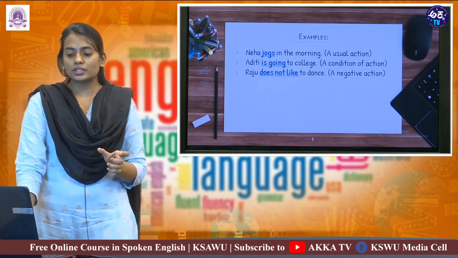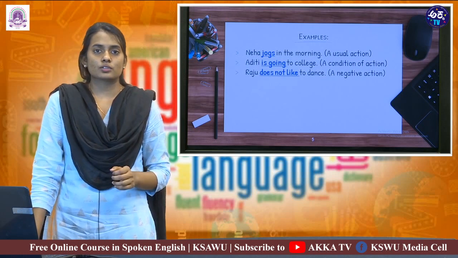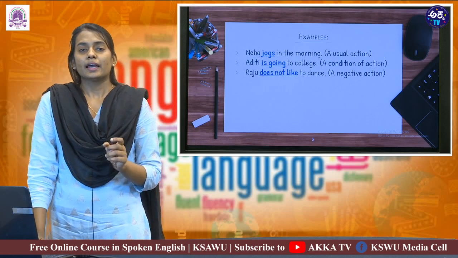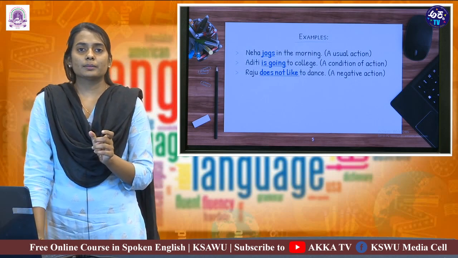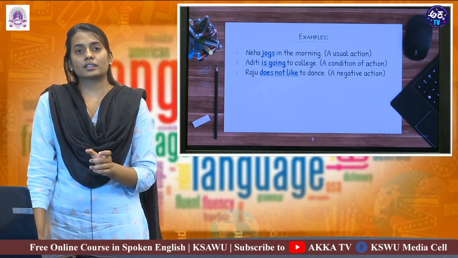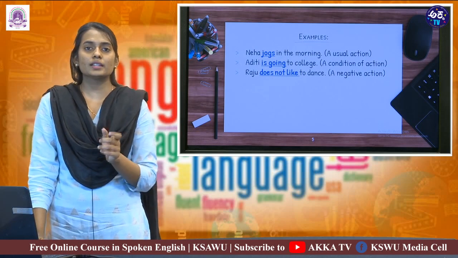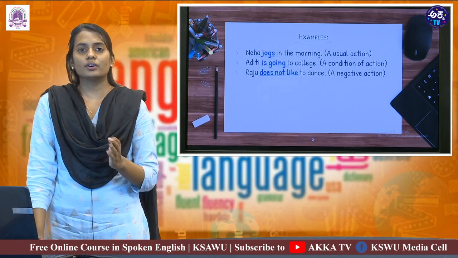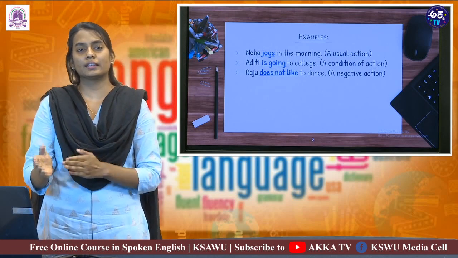Then, Raju does not like to dance. So does not like is the verb here, and when it is does not, it is a negative action. So what is telling us whether it is a negative or positive action? A verb is telling us, like does not like.